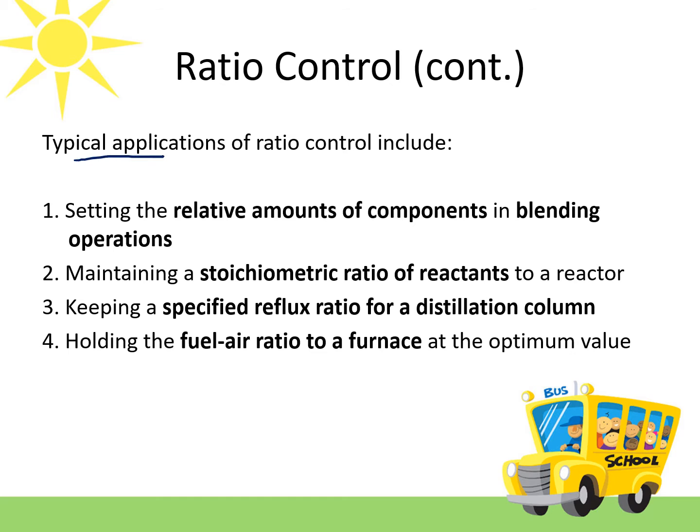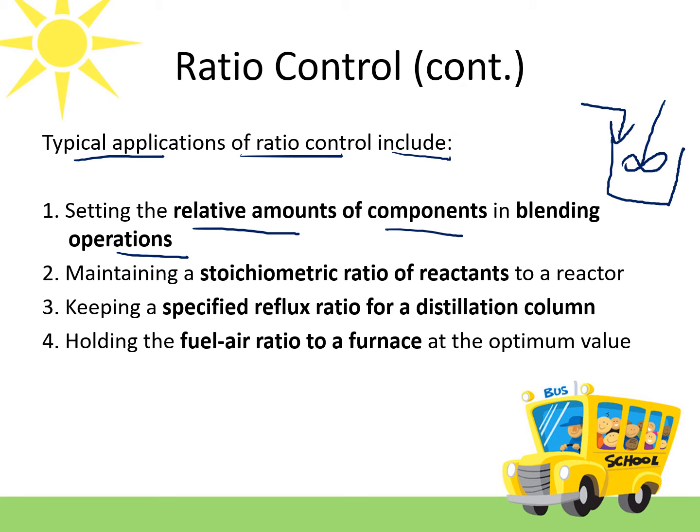Typical applications of ratio control include setting the relative amount of components in a blending operation. So you have your blending system, with a few components that you want to blend. Maybe you want to control them at a certain ratio or certain amount. Then you use a ratio control.